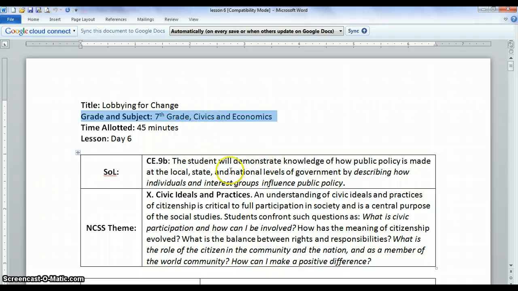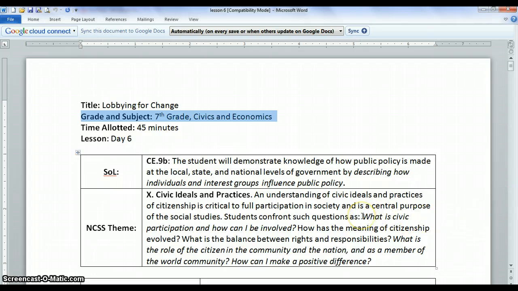You can see the SOL here has to do with civics and economics. The student will demonstrate knowledge of how public policy is made at the local, state, and national levels of government by, and here's the B part, describing how individuals and interest groups influence public policy. The point of this lesson is the latter, interest groups influence public policy. And this does manage to align with NCSS Theme 10, Civic Ideals and Practices.